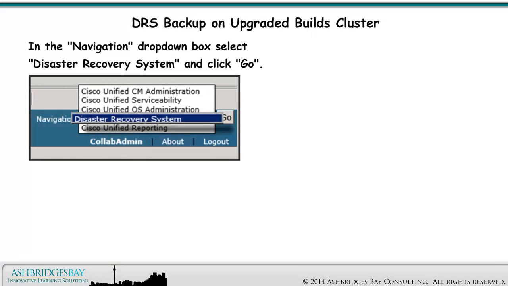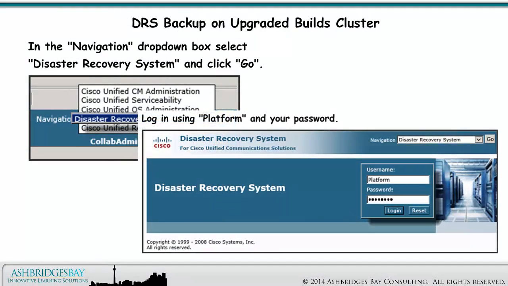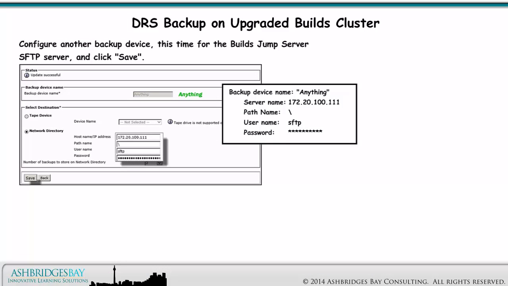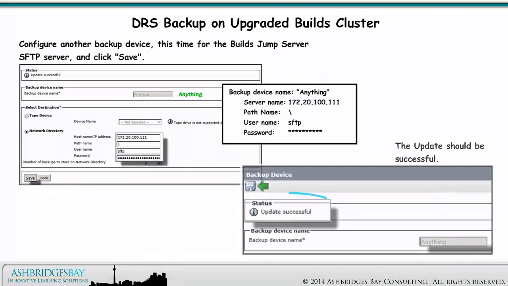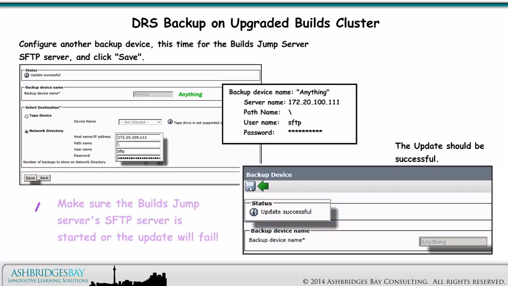In the navigation drop-down box, select Disaster Recovery System and click Go. Log in using Platform and your password. Configure another backup device, this time for the builds Jump server SFTP server, and click Save. The name can be anything. The update should be successful. Make sure the builds Jump server's SFTP server is started, or the update will fail.